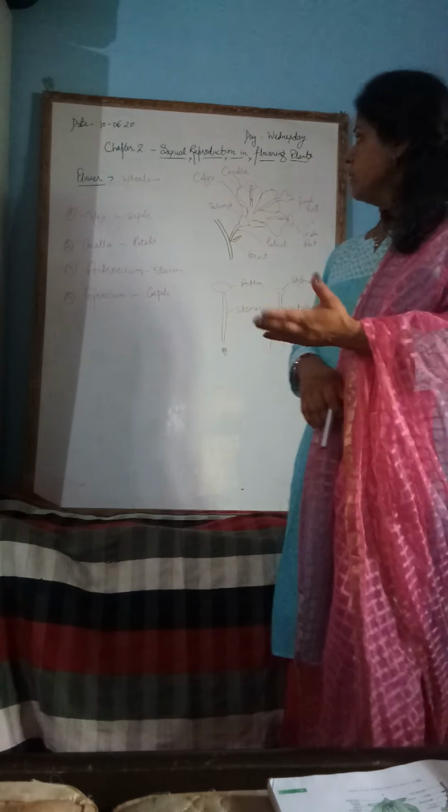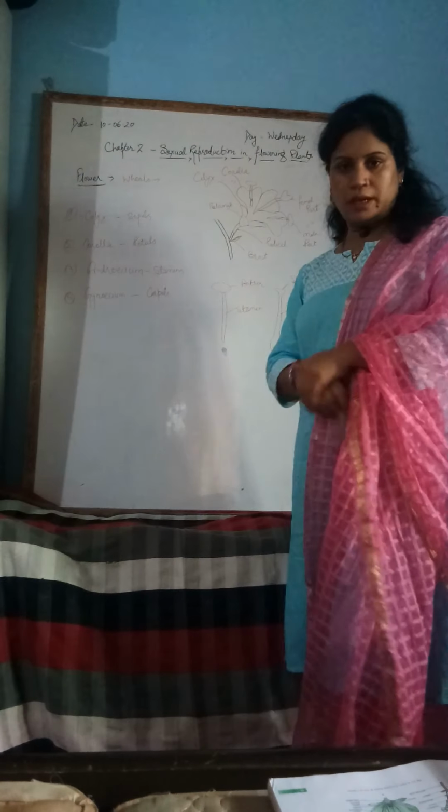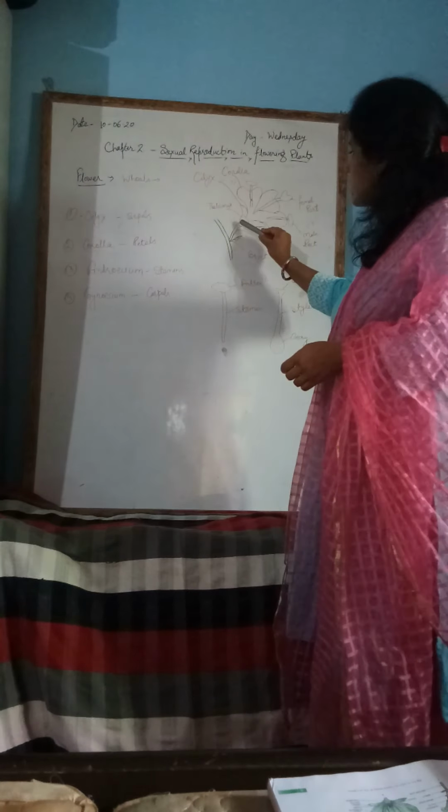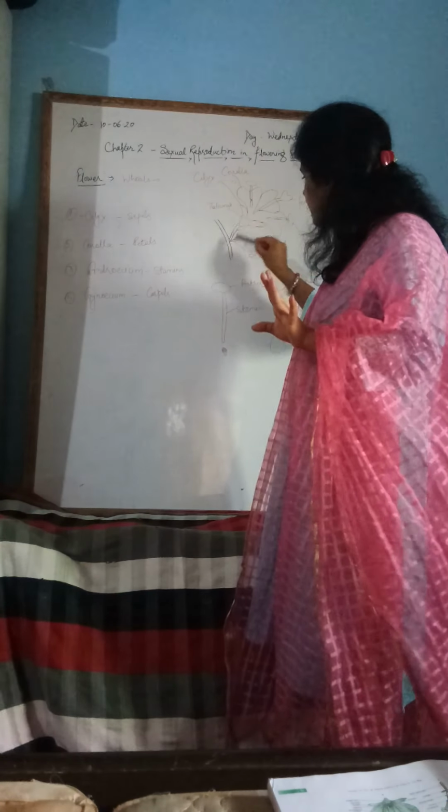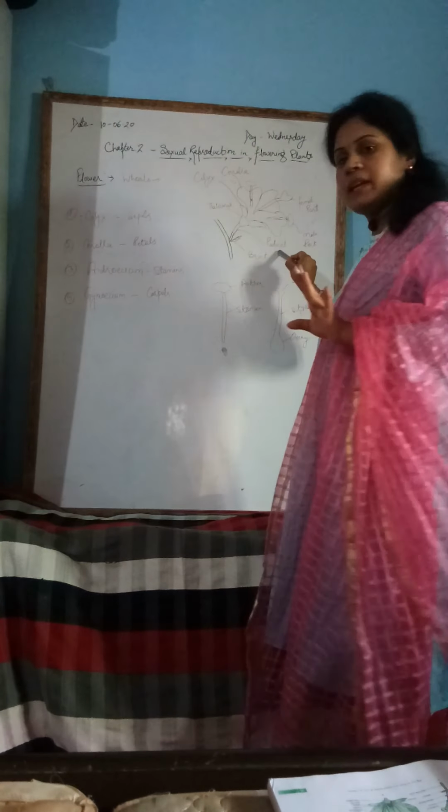Now, here is a diagram of a flower. First one is the connection of a flower with the stem. The connection of a flower with the stem is called pedicel. The connection between stem and flower is called pedicel.